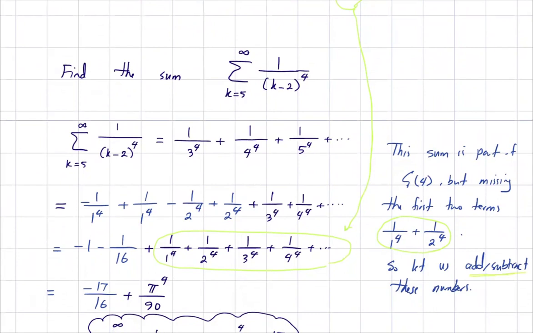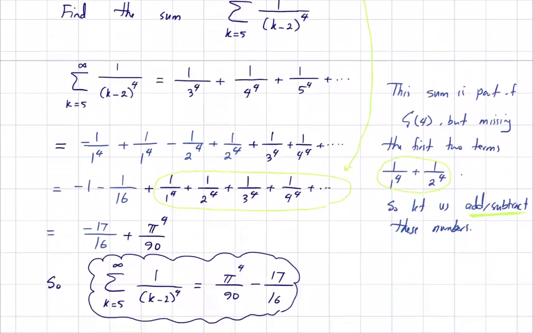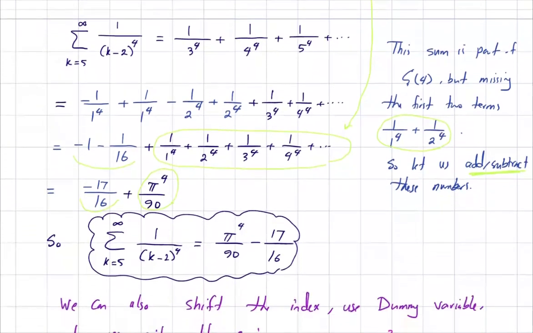So we basically add and subtract these two terms, combine the rest of the terms, and group them together, and since 1 over 1 to the 4th plus 1 over 2 to the 4th plus 1 over 3 to the 4th is nothing but pi to the 4th over 90, we just combine these two numbers together. We have negative 17 divided by 16. So the summation of 1 divided by k minus 2 to power 4, k starts from 5 to infinity, is pi to the 4 divided by 90 minus 17 over 16.